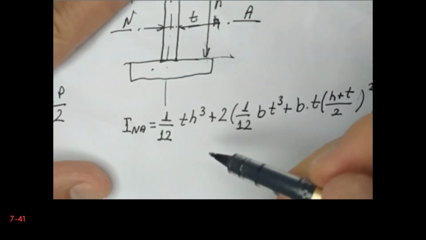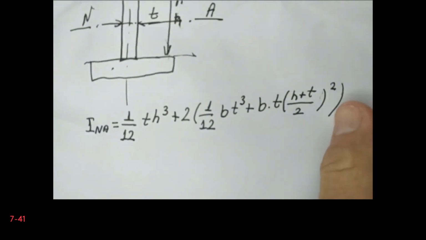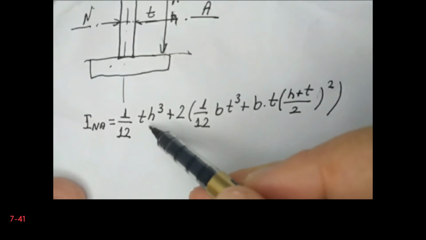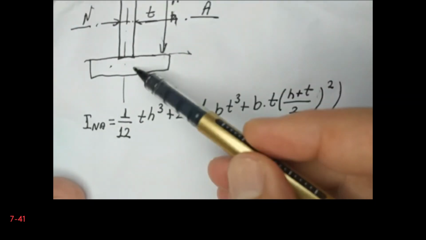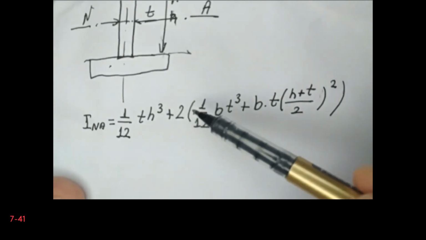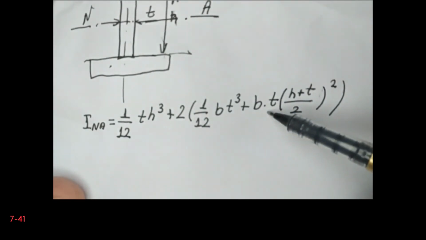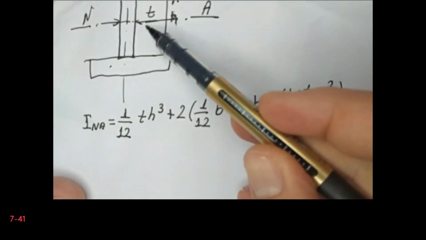So let me repeat it again. We have 1/12 TH cube, that is the moment of inertia of the vertical part, and I have two pieces which are horizontally aligned. So 1/12 BT cube is the moment of inertia with respect to its center, plus, now I will transfer the moment of inertia to the neutral axis. In fact, that is plus BT area multiplied by the distance to the neutral axis, H plus T divided by 2, to the square.